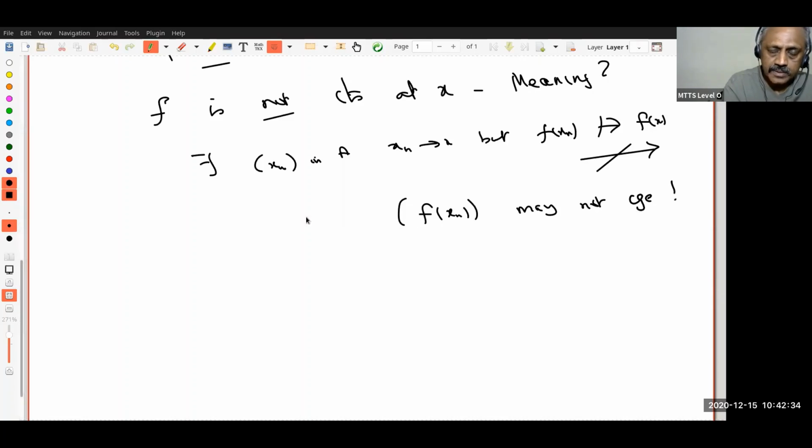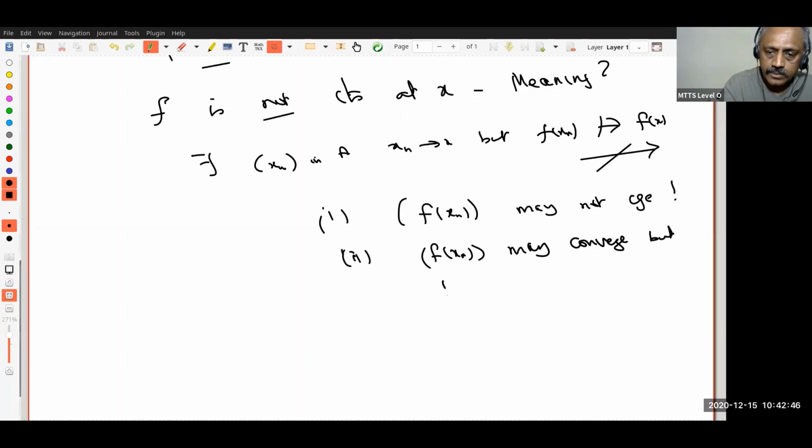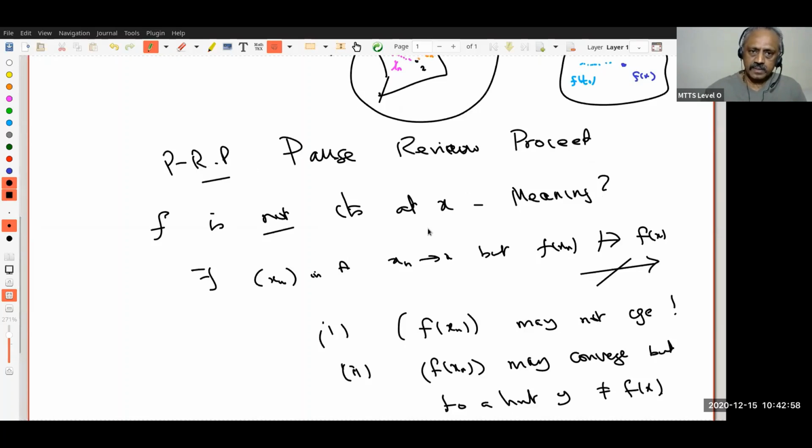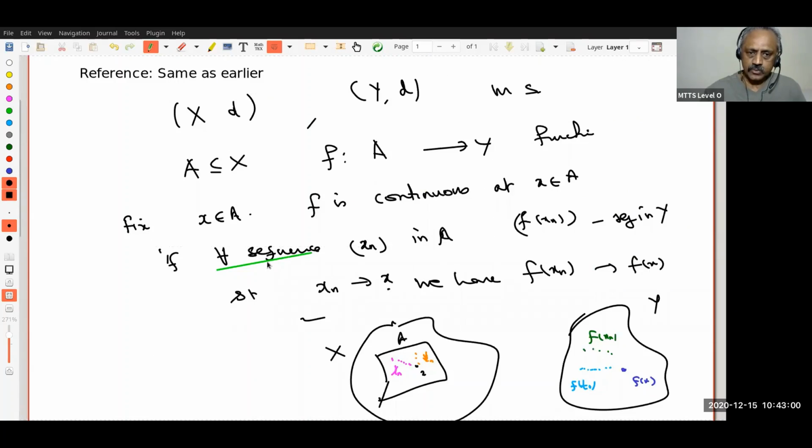That's one possibility. The second possibility is that f(xn) may converge, but to a different limit, a limit y which is different from f(x). You follow that? If f is not continuous at a, let's go back to the definition. There is a sequence for which the conclusion fails.